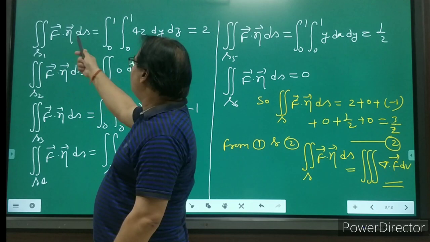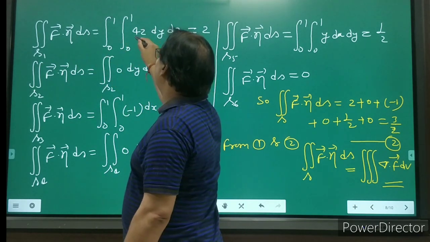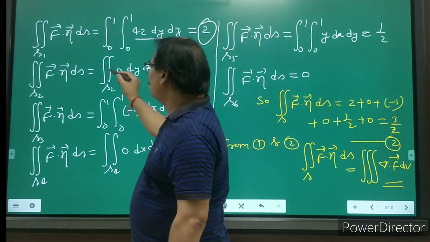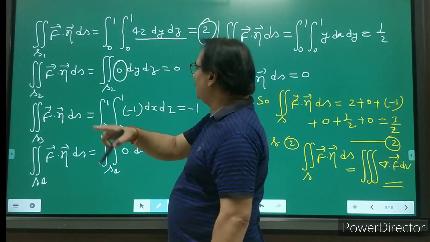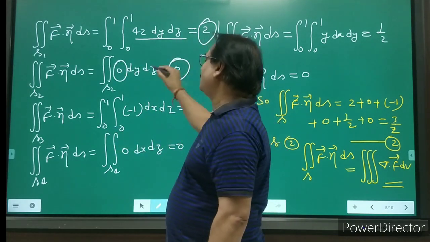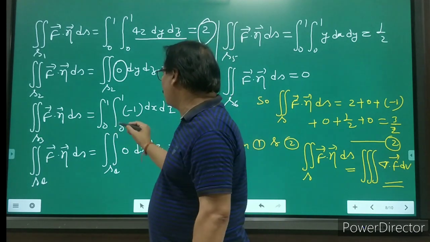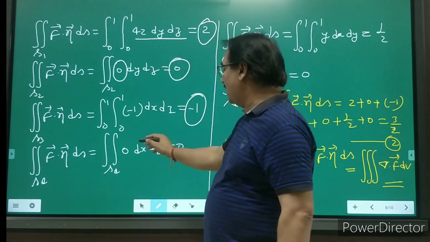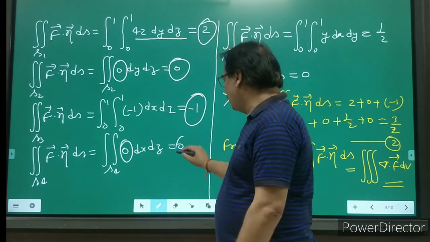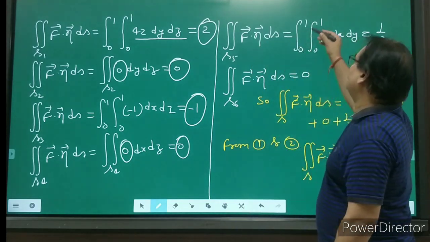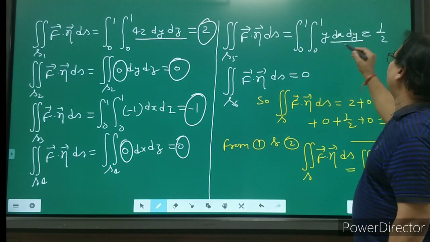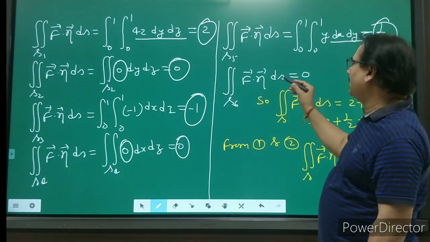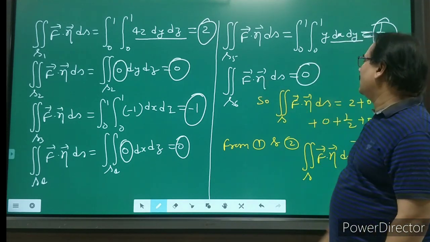And in the last you can note here all the surface integrals. S1: the value will be integral 0 to 1, 0 to 1, 4z dy dz, and the value you will get is 2. Second integral S2: since the value is already 0 in the table, there is no need to write, and you can put simply 0. Third integral: 0 to 1, 0 to 1, minus 1 dx dz, the value will be minus 1. Fourth integral: again here it is 0, there is no need to calculate, and you will get 0. Fifth integral: 0 to 1, 0 to 1, y dx dy, and after computation you will get half. And for the last integral, you look in the table, this value is 0, so you can write 0.